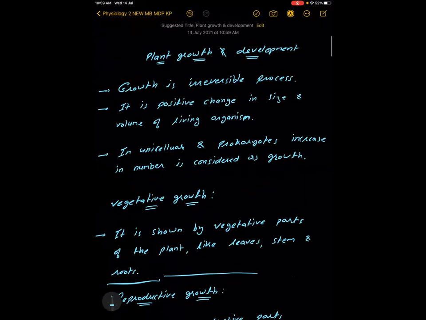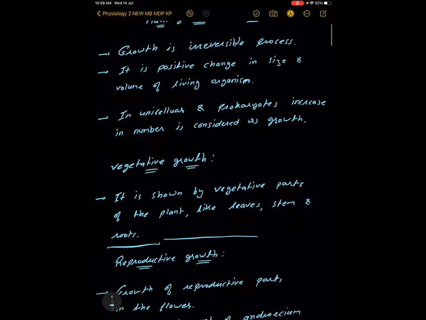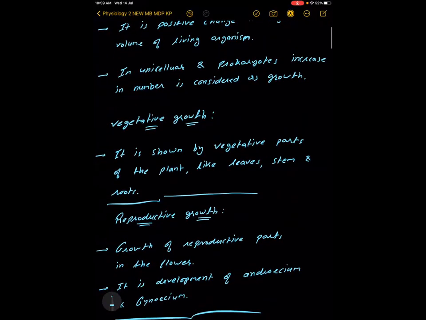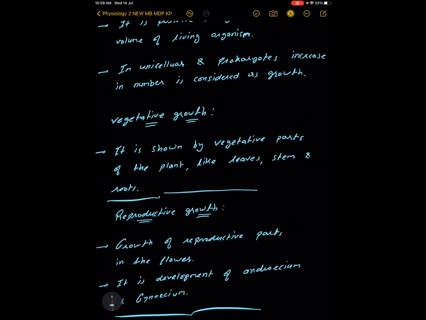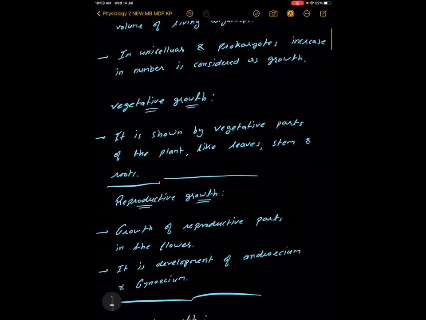First of all, plant growth and development. Growth means what? It is irreversible, positive change in size, change in volume, and increase in number. In case of unicellular organisms like prokaryotes and protozoans, they show increase in number. That is also considered as growth.